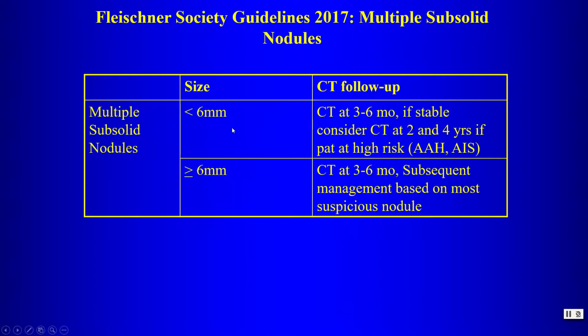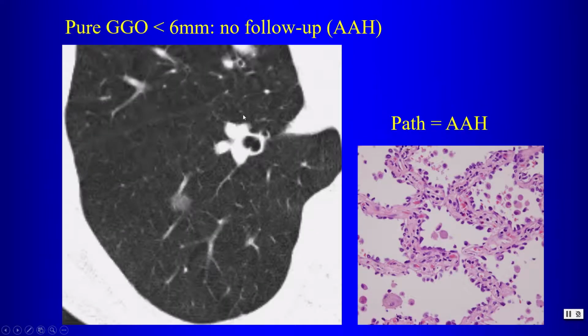And then if we have multiple subsolid nodules, they also give us recommendations for that. So here, if we have a pure ground glass attenuation nodule less than 6 millimeters, no follow-up is required, because at worst it is felt that this might represent atypical adenomatous hyperplasia, which is atypical proliferation of cells here, and this usually remains stable over time. This usually does not change.